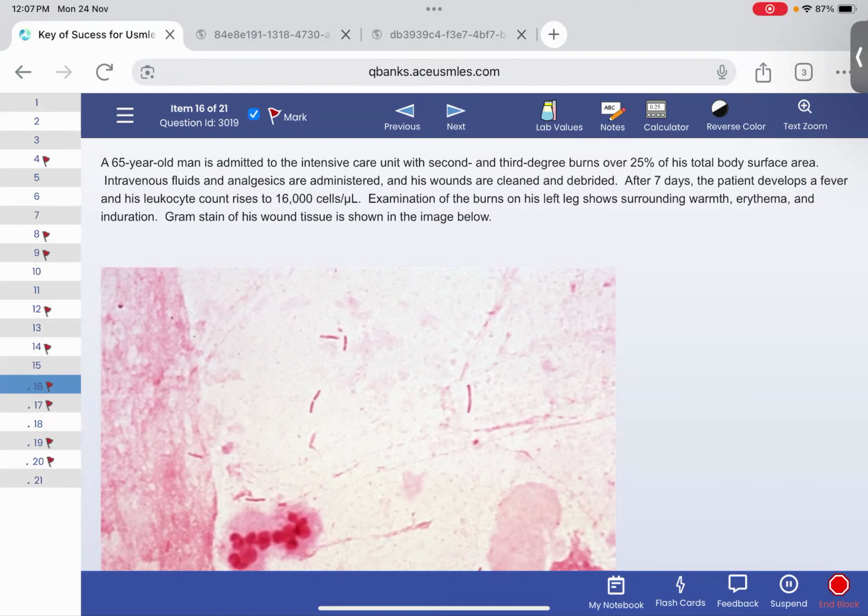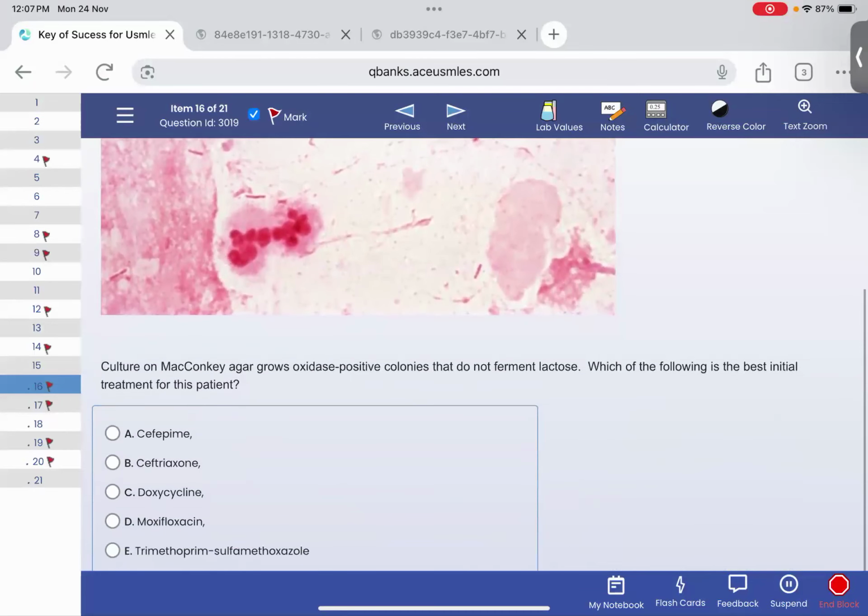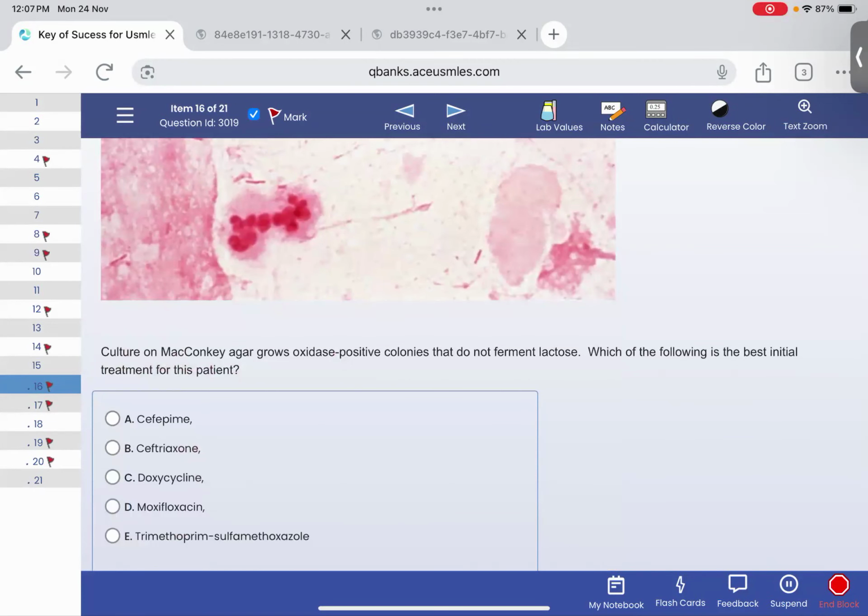Gram stain of his wound tissue is shown in the image below. Culture on MacConkey agar shows oxidase positive colonies that do not ferment lactose. Which of the following is the best initial treatment for this patient? Is this Pseudomonas? Yes, it's Pseudomonas. I told you, burn patients are very prone to infection by Pseudomonas, right?